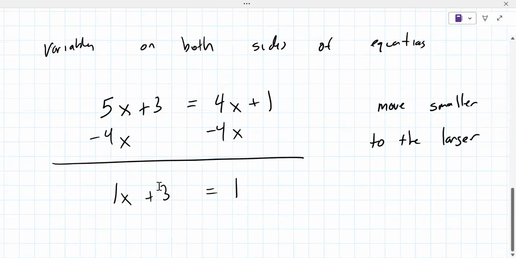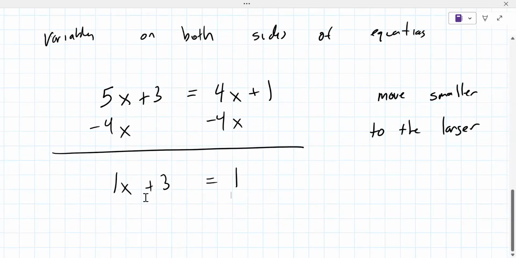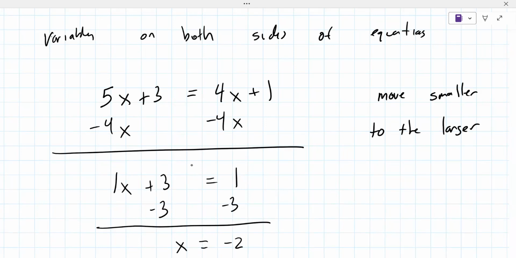So how do you undo this? Well, you undo addition by 3 by subtracting 3 from both sides. So x equals negative 2. Okay, so the key here is to decide which is smaller. Is the 4x smaller or the 5x smaller? Well, 4x, you move the 4x, right? Yep. Is that clear? And then you just solve it the way you've always done.